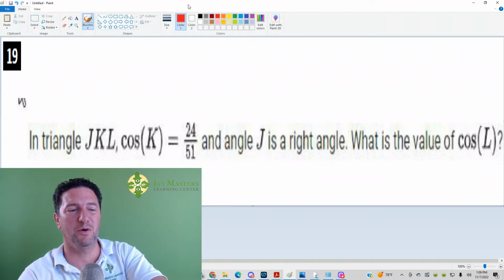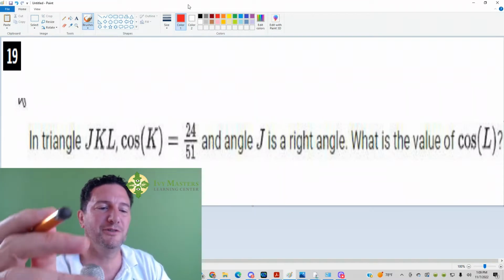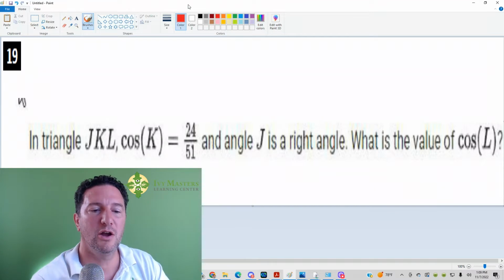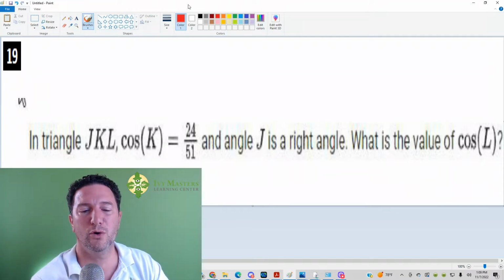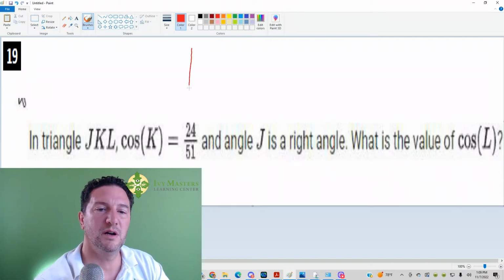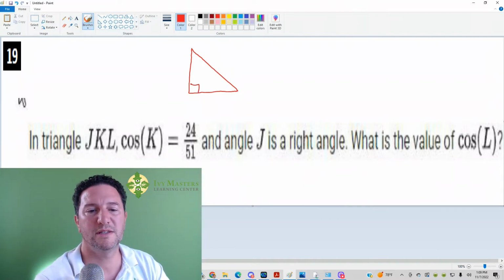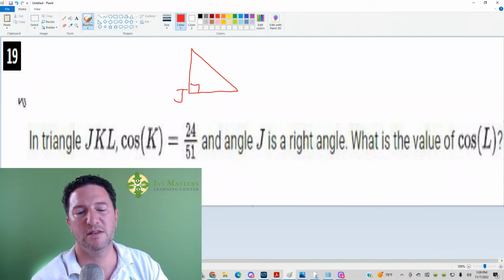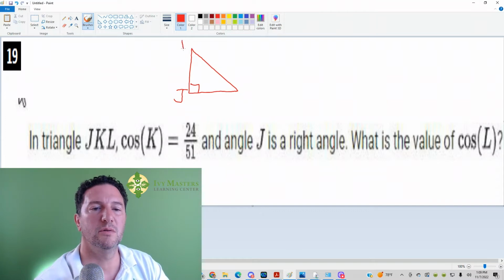We're going to look at the 19th question from Digital SAT Practice Test Number 1. 19 reads, in triangle JKL, cosine of K equals 24 over 51, and angle J is a right angle. What is the value of the cosine of L? So I'm going to draw a right triangle. I'm going to put a little box where it says J because it says that angle J is your right angle. I'll make this K, and I'll make this L.